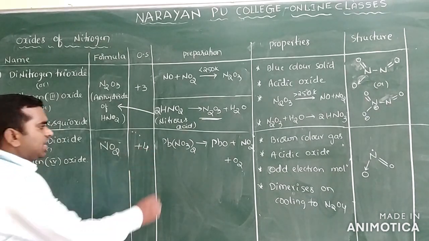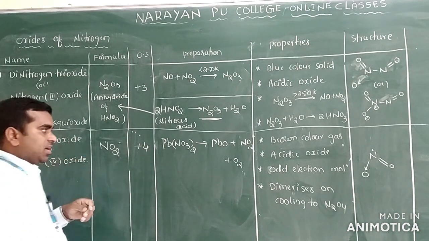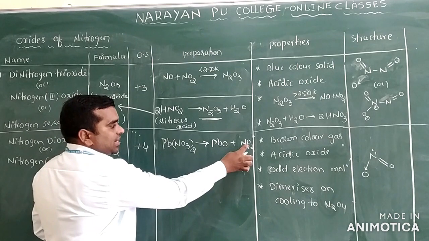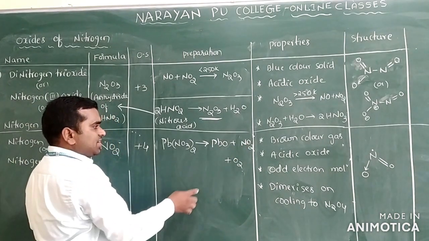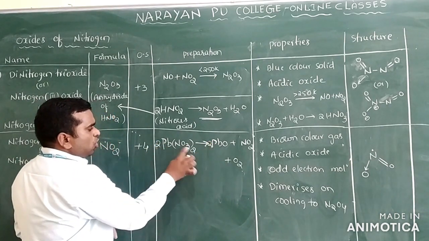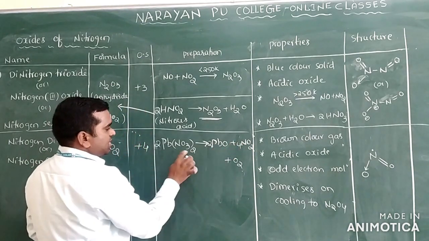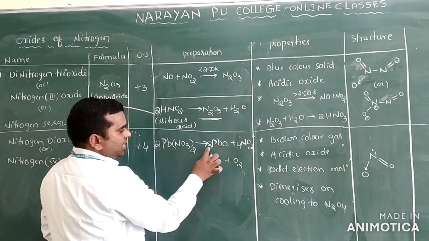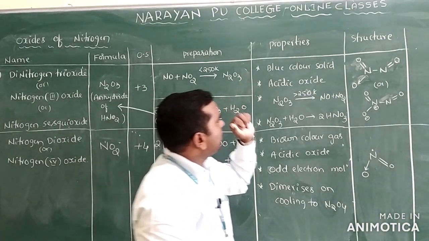Clear? The preparation here is, take lead nitrate and heat it. You have studied this one in the first year already. So lead nitrate, if you heat, then you will get lead oxide, nitrogen dioxide, and oxygen. Balance here. If you take 2 moles of lead nitrate, then you will get 2 PbO. How many nitrogens are there here? 4. So you take 4 nitrogen. Oxygens here: 2 into 3 is 6, 6 into 2 is 12, and here 4 into 2 is 8, 8 plus 4 is 12, balanced. Clear?